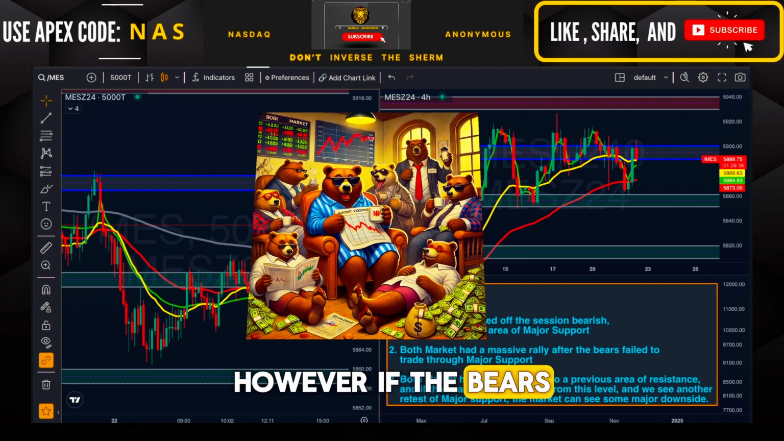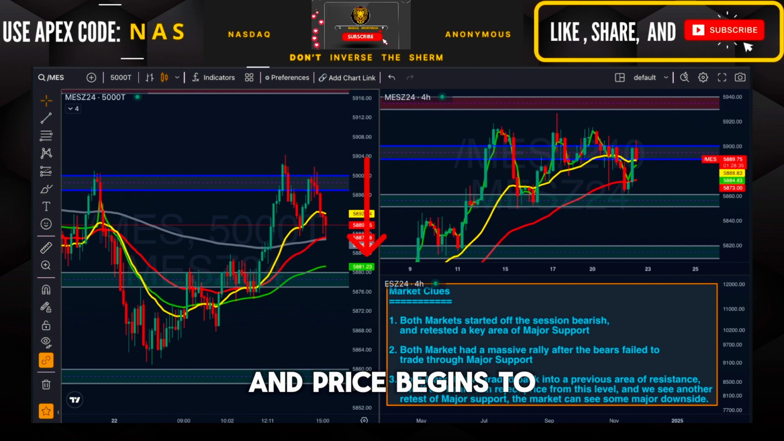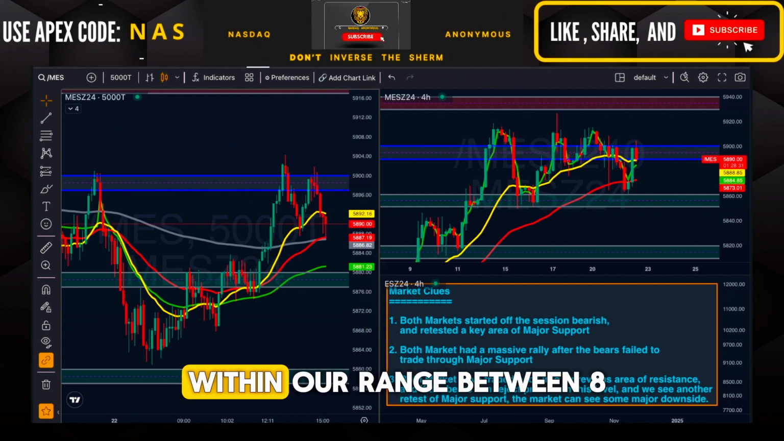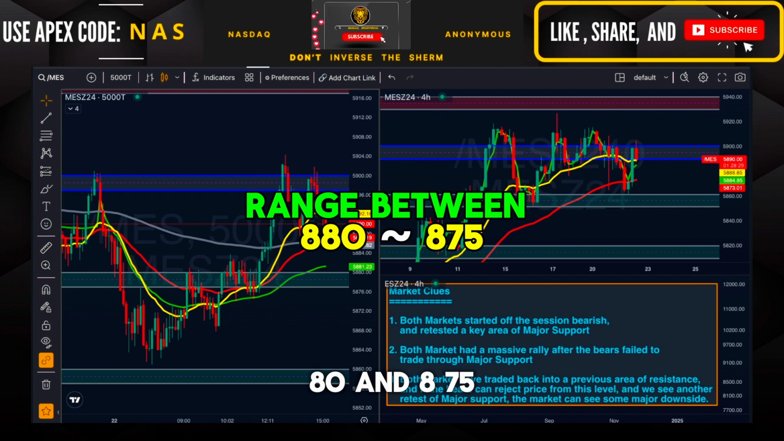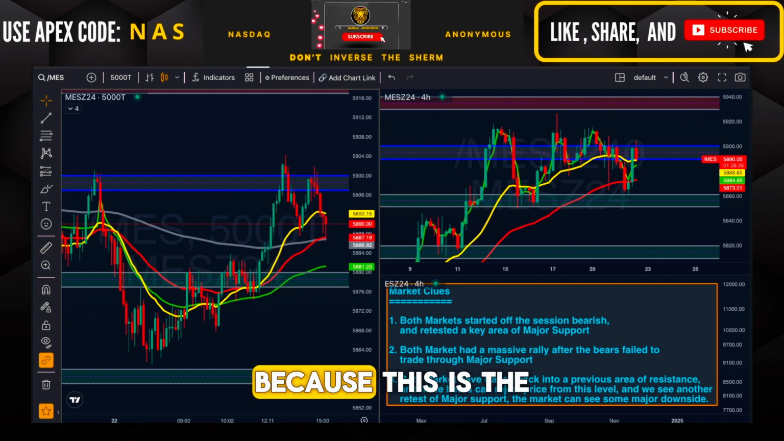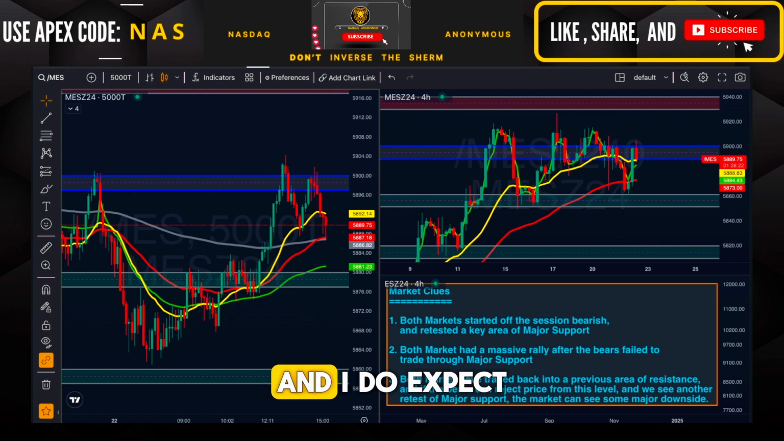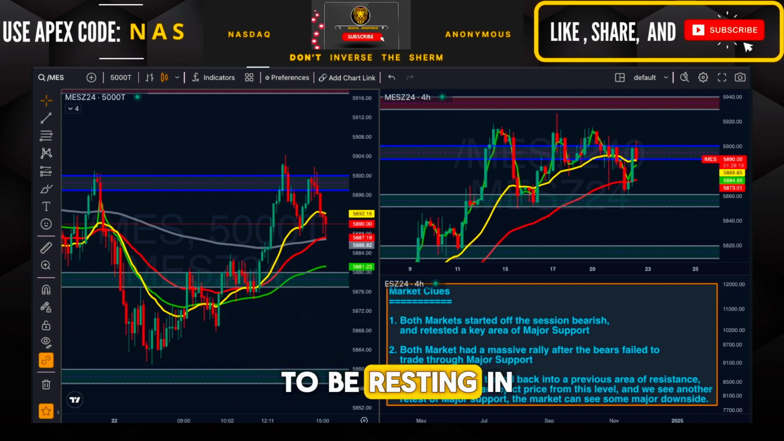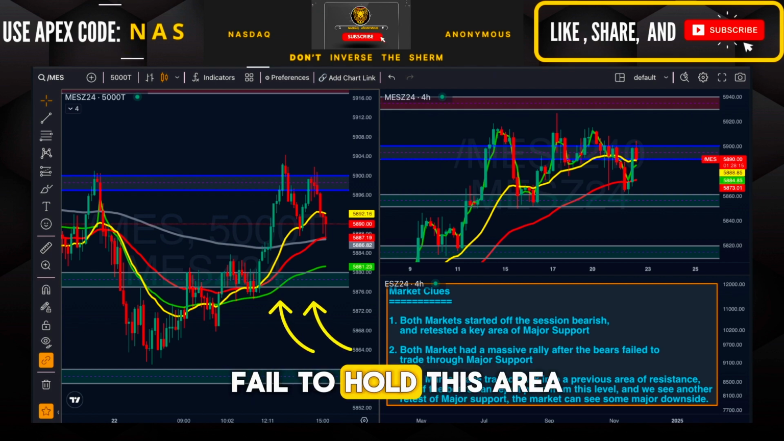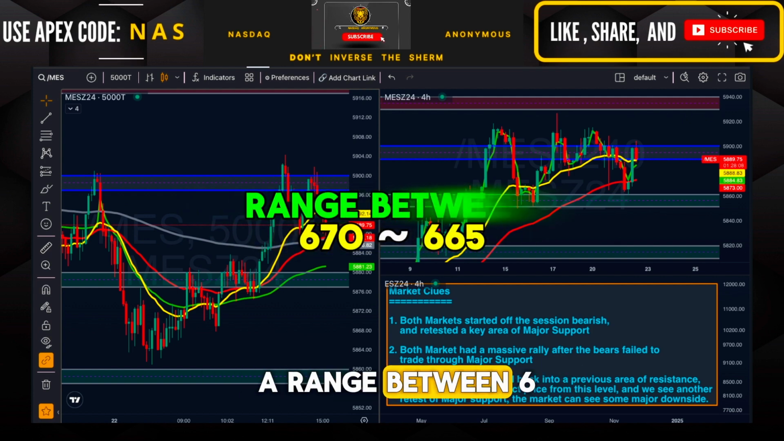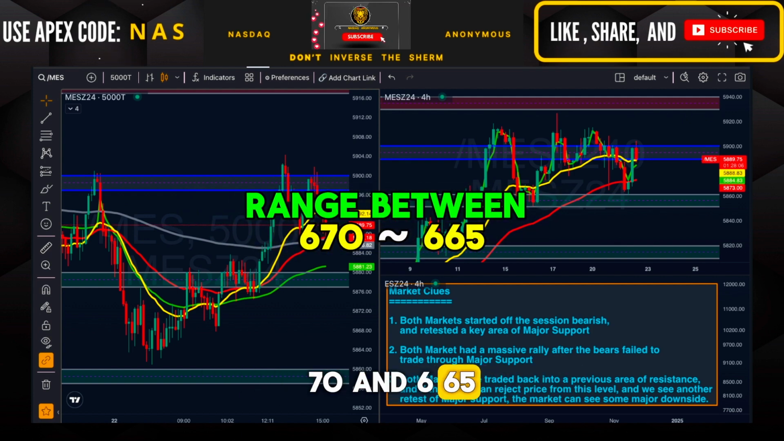However, if the bears can regain control overnight and price begins to trade lower, then I'll be watching the reaction when price trades back within our range between 880 and 875. Because this is the range where the bulls found support and broke structure to the upside, and I do expect for passive buy orders to be resting in this area to buy the retest. But if the bulls fail to hold this area and price continues to trade lower, then I'll be watching the reaction when price trades within the range between 670 and 665.